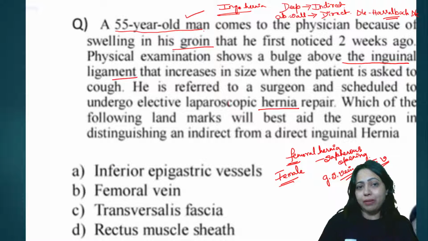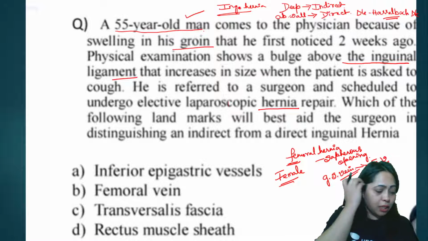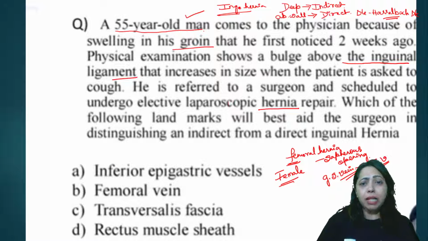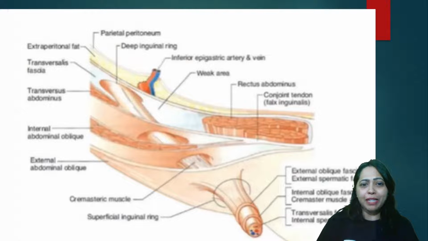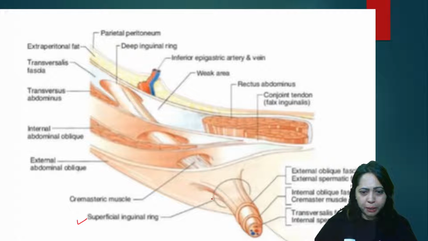But how did I arrive at this? Let's go to the question itself and see in a little more detail what the layers of the anterior abdominal wall are. All right. So here we have all these structures. You can see there is a deep inguinal ring and a superficial inguinal ring. This is the superficial inguinal ring, and this is the deep inguinal ring.